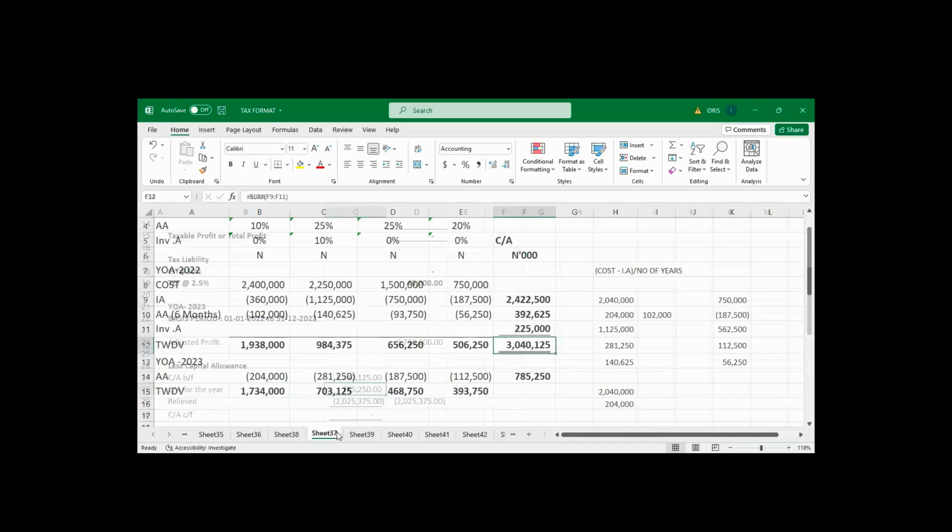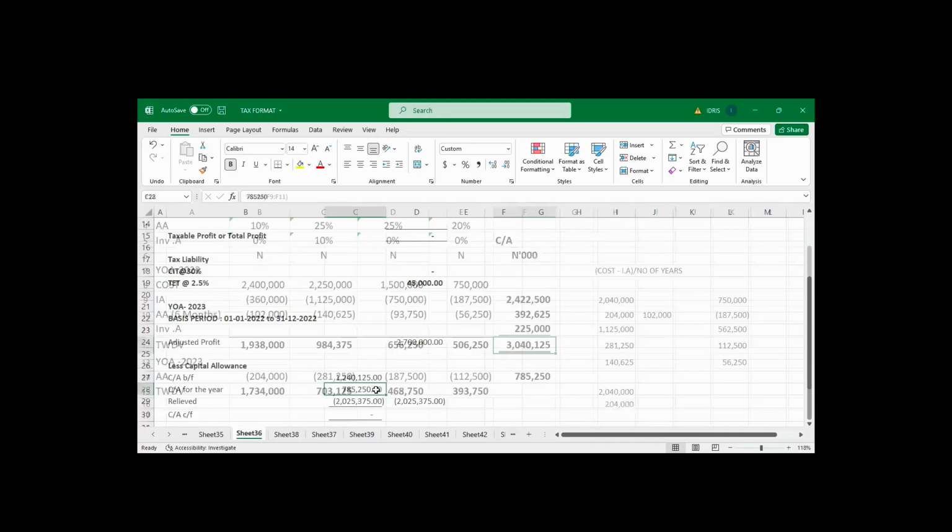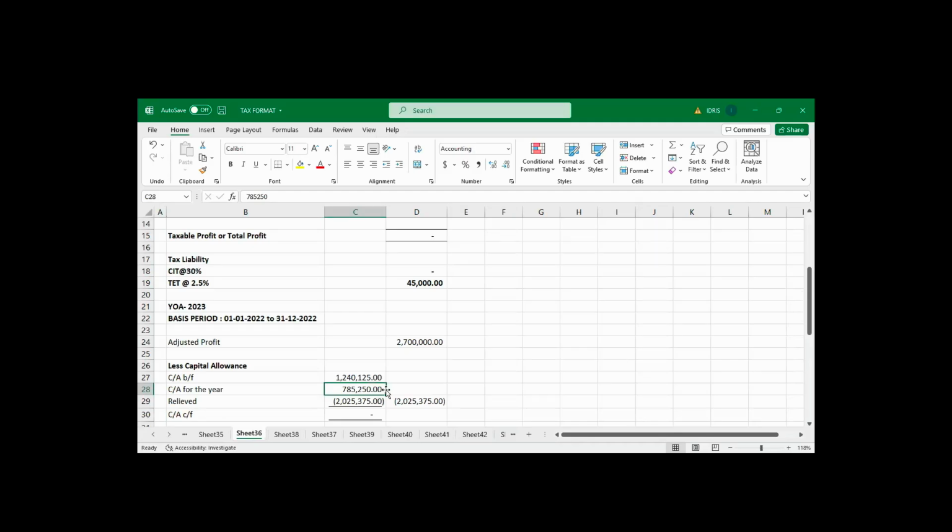Do you understand? 785,250. So at the end of the day, you now ask a question. We have profit of 2.7 million. When we add the capital allowance together, both the brought forward and for the year, how much is it giving us? 2,025,375. That means our profit available is more than the capital allowance. That means we can claim all the capital allowance.